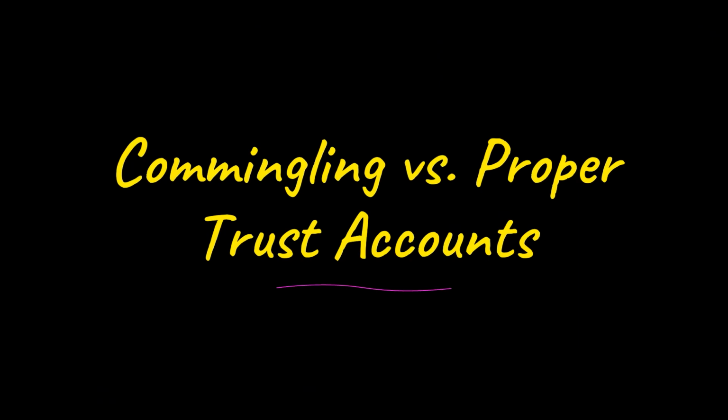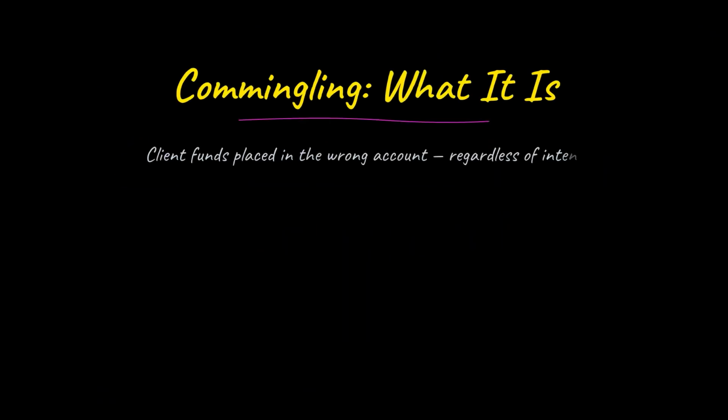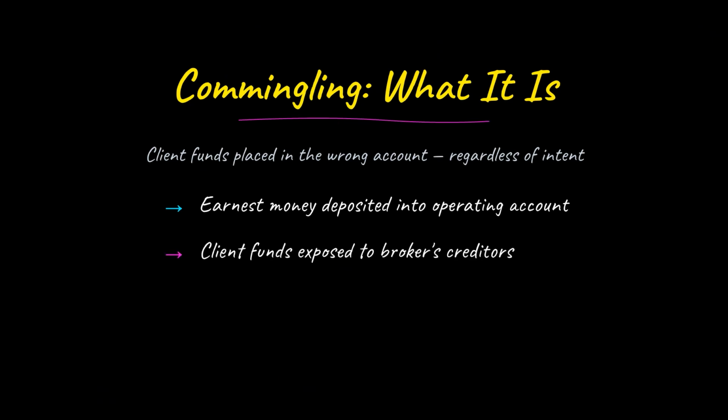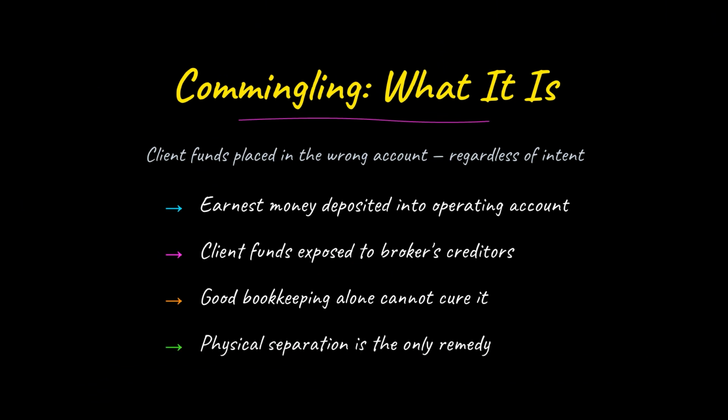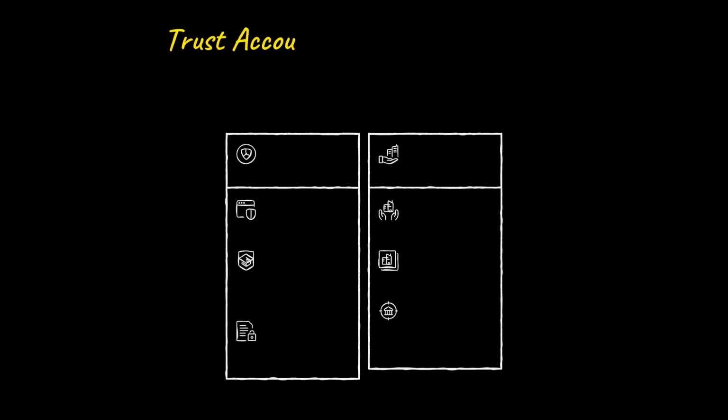Understanding why this rule exists and exactly where the line falls is essential for both the exam and real practice. Commingling occurs the moment client funds land in the broker's operating account, so the account used for rent, salaries, and bills. Even if a careful ledger tracks every dollar, the client's money is now exposed to the broker's creditors and bank levies. Only physical separation in a genuine trust account provides real protection.